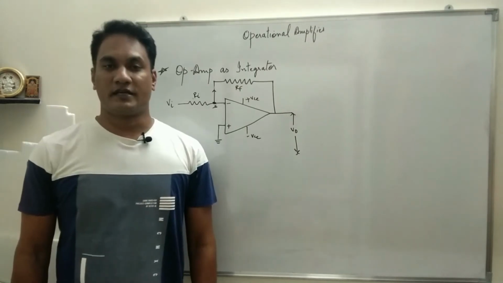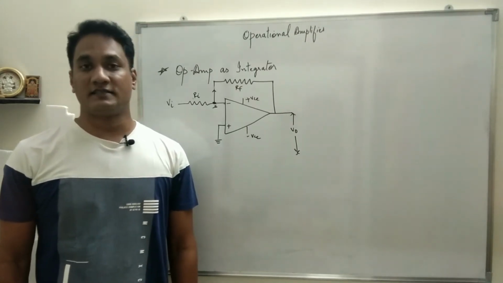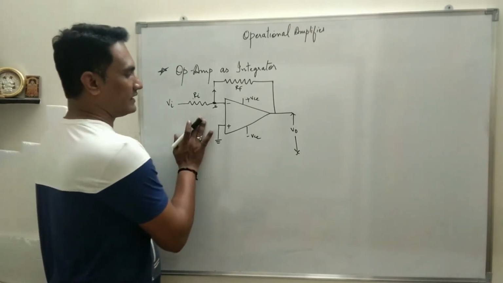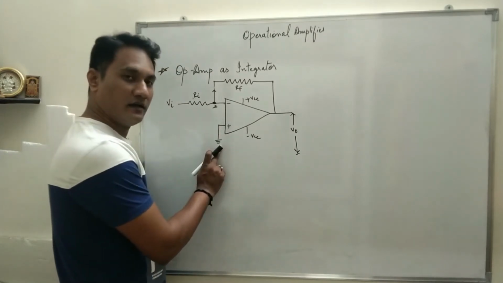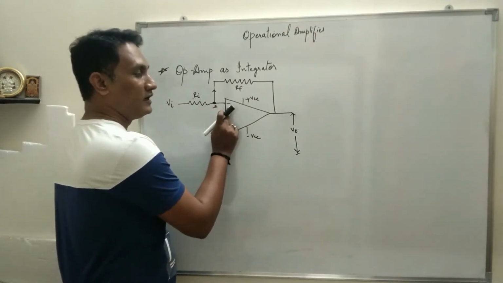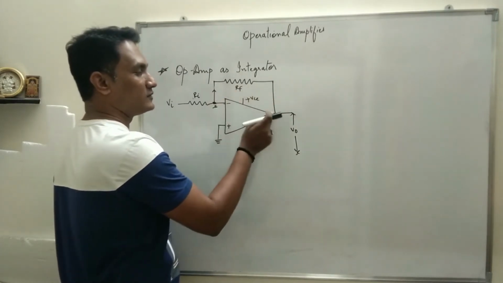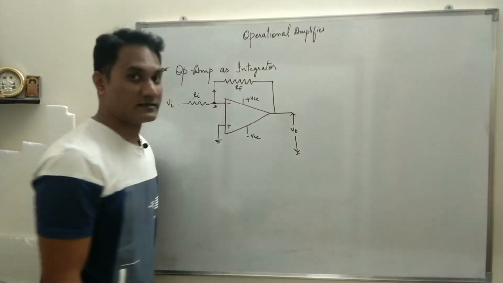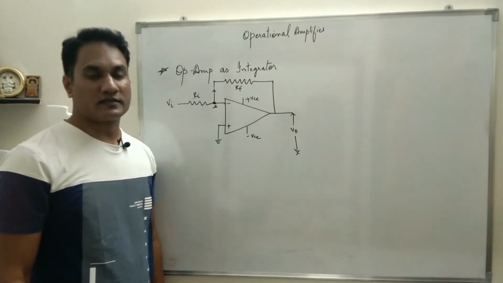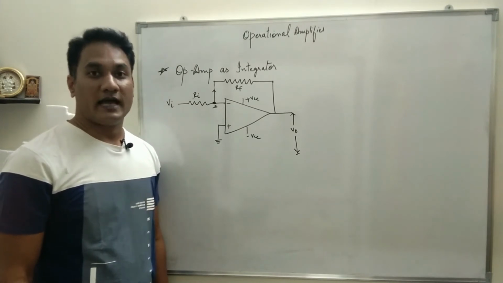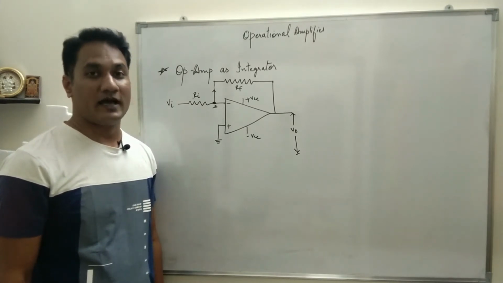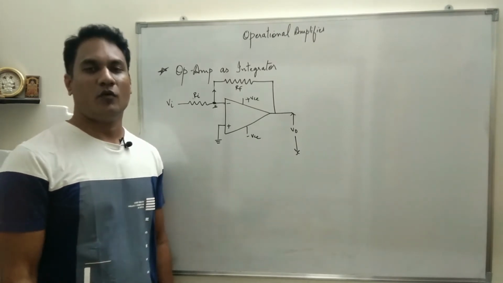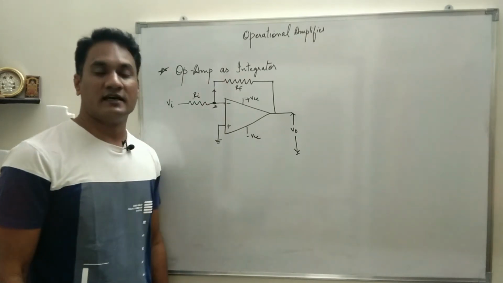The next application we will try to understand is op amp as integrator. Just look at the diagram which I have drawn on the board. This diagram has the non-inverting terminal grounded, input applied to the inverting terminal, and a feedback resistance RF which connects some part of the output back to the input. If you closely look at the circuit, this is nothing but op amp as inverting amplifier. I will make some modification so that the op amp can be used as an integrator.